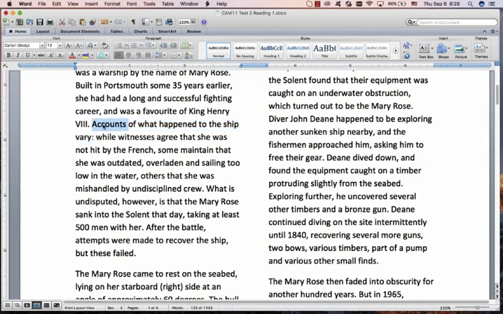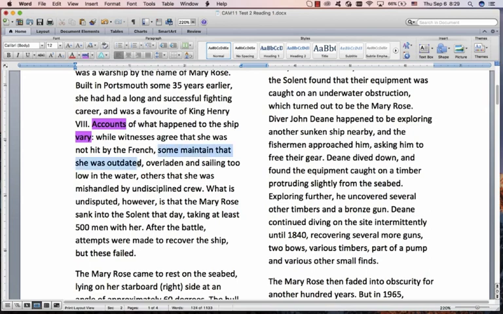This is an important word. An account means like a story. Story of what happened to the ship vary. That's also very important. It means that there are different stories of what happened to the ship. They are not the same. The witnesses agree this. Notice the contrast marker over there. That's the same as having a however over there.